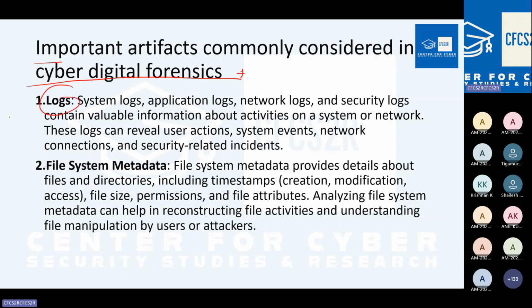Logs. So there are a lot of logs in the system. So what are the logs that are important? We need to work on system logs, application logs, network logs, security logs, because these logs contain valuable information about activities on a system or network. These logs can reveal user actions and system events. So if somebody is logging into the system, it creates a Windows event and it goes into the event log. Okay. Network connection.